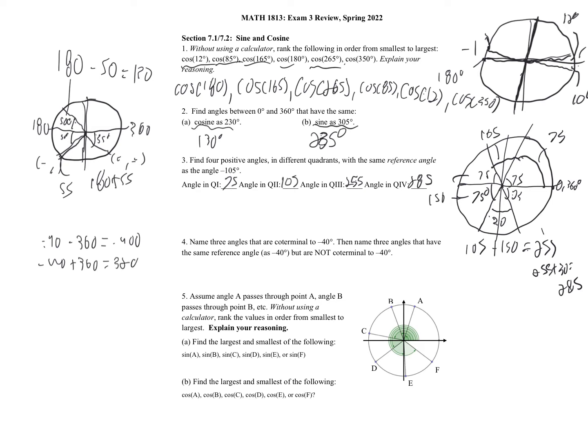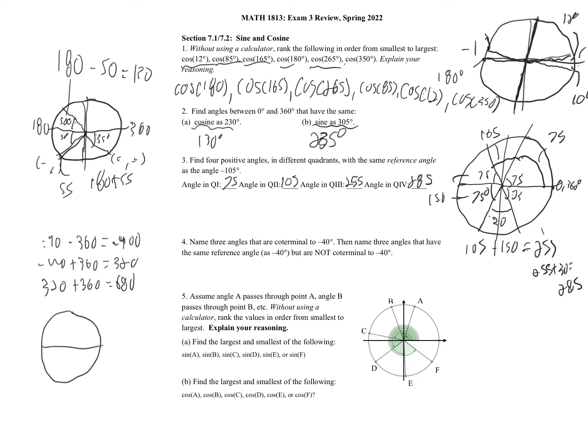Since we need one more angle, and 320 is coterminal, we could do 320 plus 360 and get 680. Those would be our 3 coterminal angles.